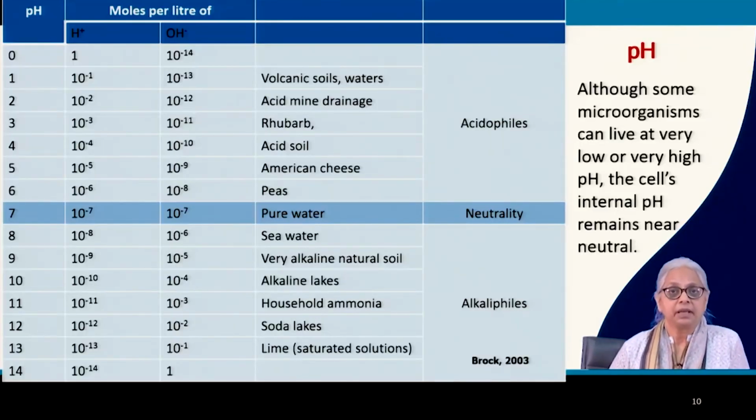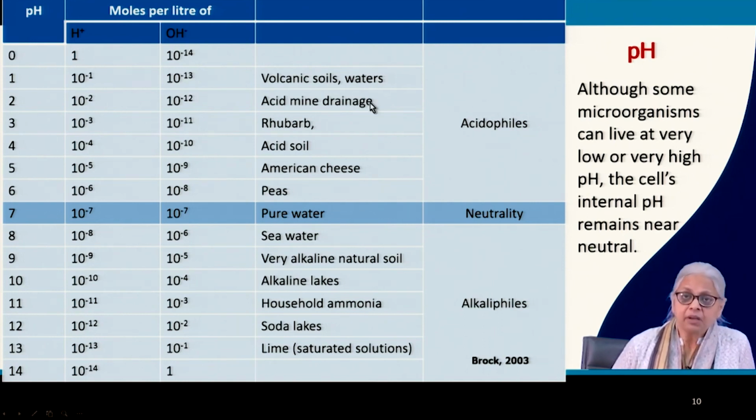Let's now come to the next environmental factor, and that is pH. So in the table you see the pH scale all the way from 0 to 14. You know what that means in terms of the concentration of protons and hydroxide ions, and in terms of the classes of bacteria or other microorganisms that can survive. If the organism can tolerate acidic conditions, it's called an acidophilic organism or bacteria. If it can survive basic conditions or high pH conditions, it's called an alkaliophile.